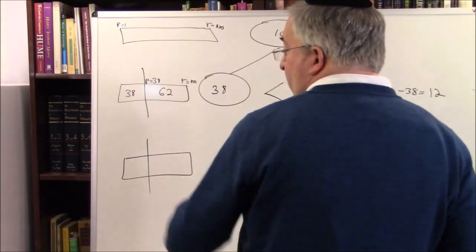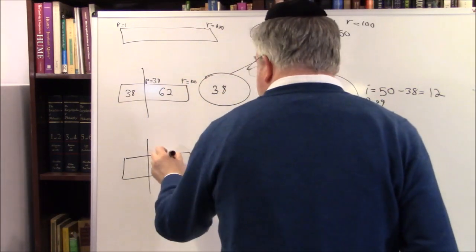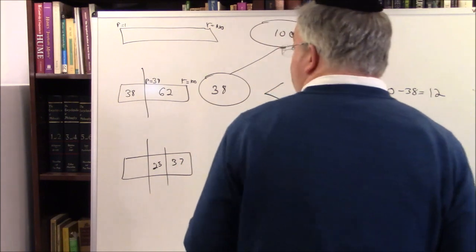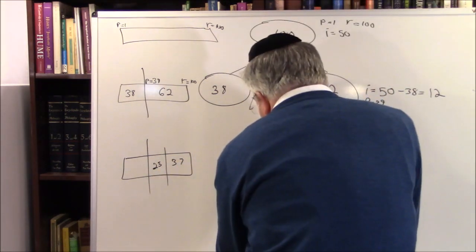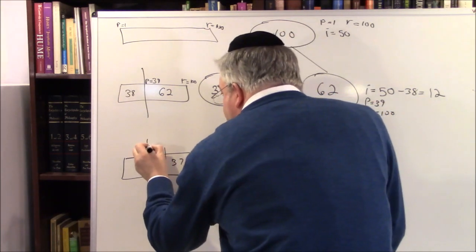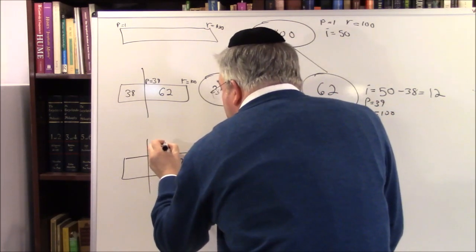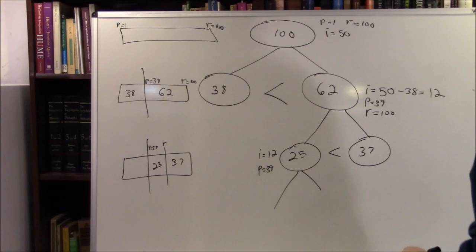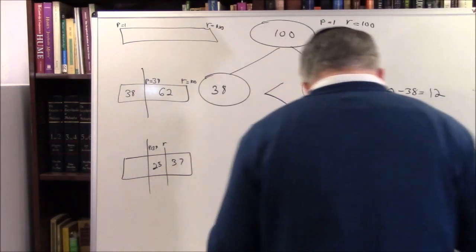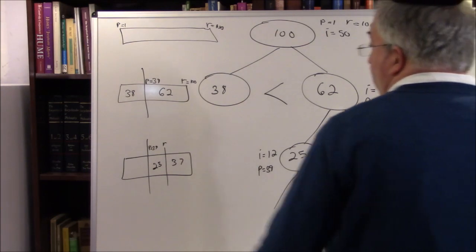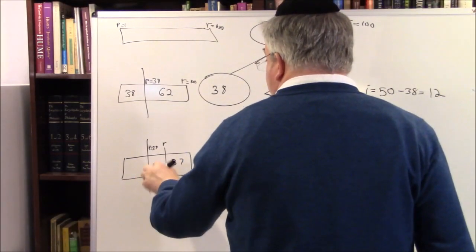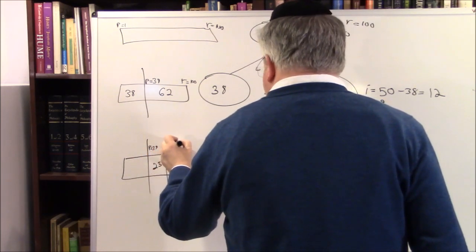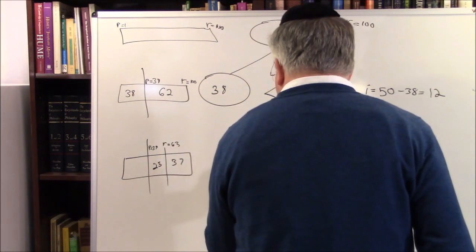I'm not even going to write 38 over here because we're not even looking at that anymore. How did we split this up? We split this up into 25 guys here and 37 guys here. Now we're looking, P is still 39. I didn't move that, so P is 39 over here. And what's R? R was 100, but now what's R? R is 63. Is that true? Yes. Why? Because there's 38 here, and 38 plus 25 is 63. So let's just write down here, R is equal to 63.